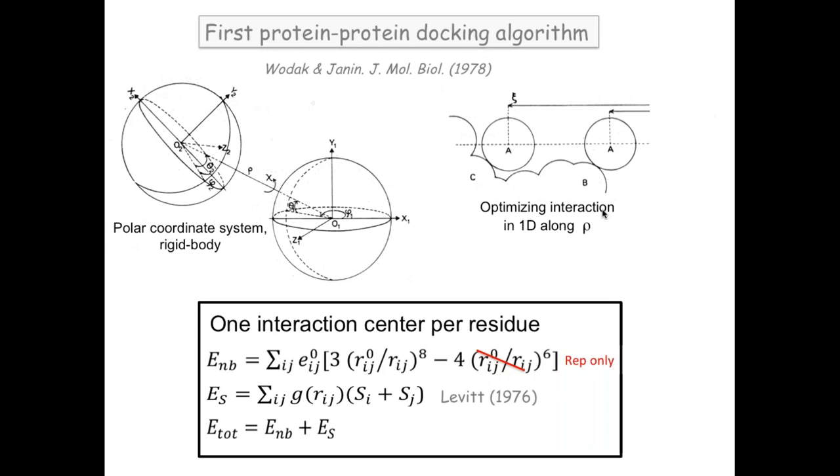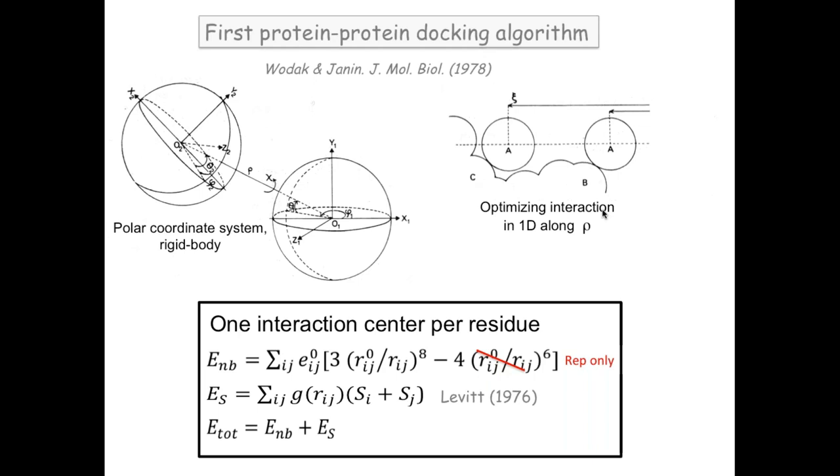And for the protein, at the time, the computations were taking a very long time. So we had to use a very simplified model where there was one interaction center per residue. And that was the model that was just derived at the time by Michael Levitt. So we used this simplified interaction center, and we took a repulsive term, shown here as E non-bonded: a repulsive term, which is Rij0 divided by Rij to the power of 8. And then a very simple solvation energy that also allowed us to evaluate the buried area.